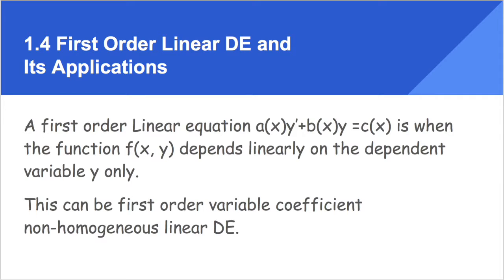Next, let's see first-order linear differential equations. A first-order linear equation, which is a(x)y' + b(x)y = c(x), is when the function f(x, y) depends linearly on the dependent variable y only. This is a first-order variable coefficient non-homogeneous linear DE.